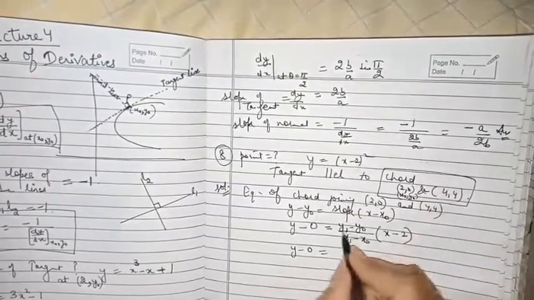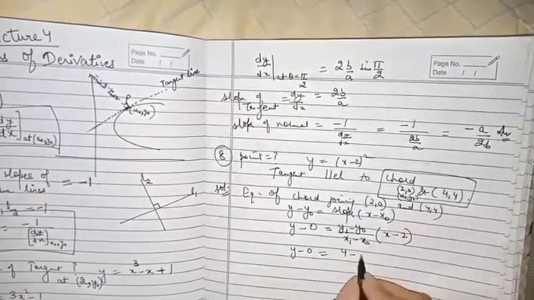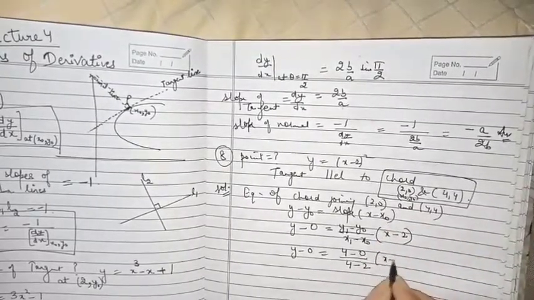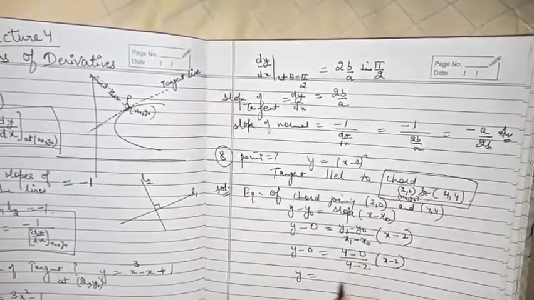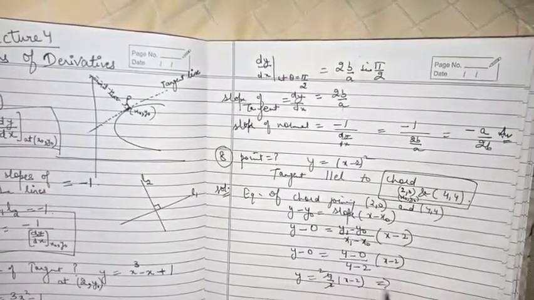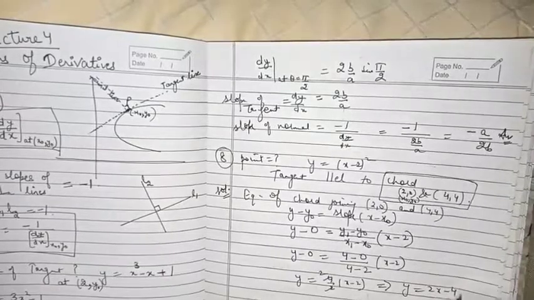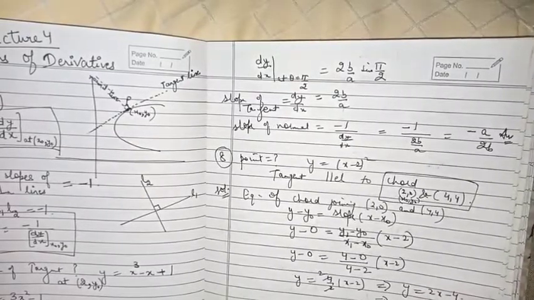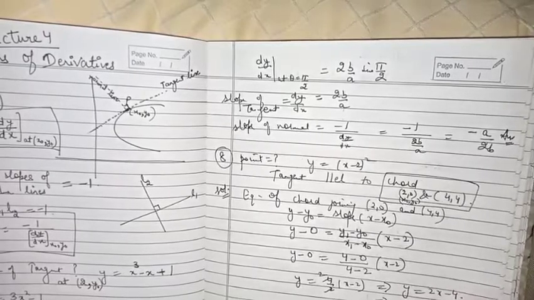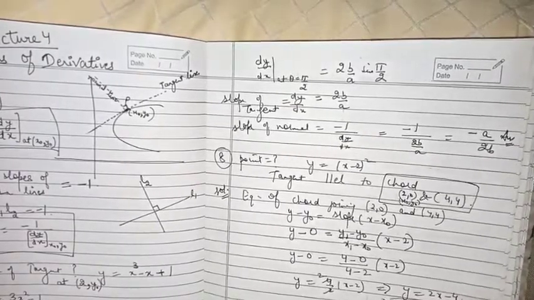Now what is y1? It is 4 minus y naught, which is 0, over x1 which is 4 and x naught which is 2, times x minus 2. Y equal to 4 over 2, x minus 2. So it is y equal to 2x minus 4. That is 2x minus y minus 4 equal to 0. This is my equation of this chord.